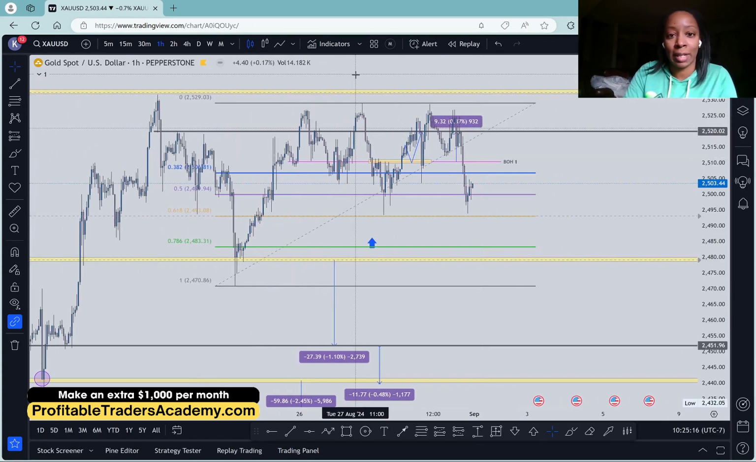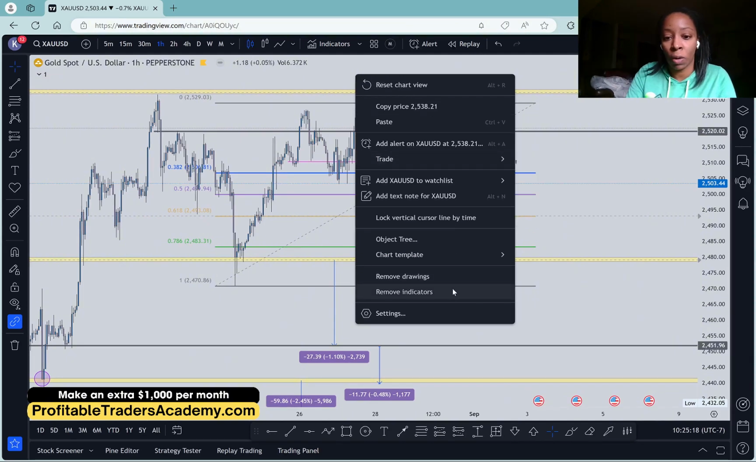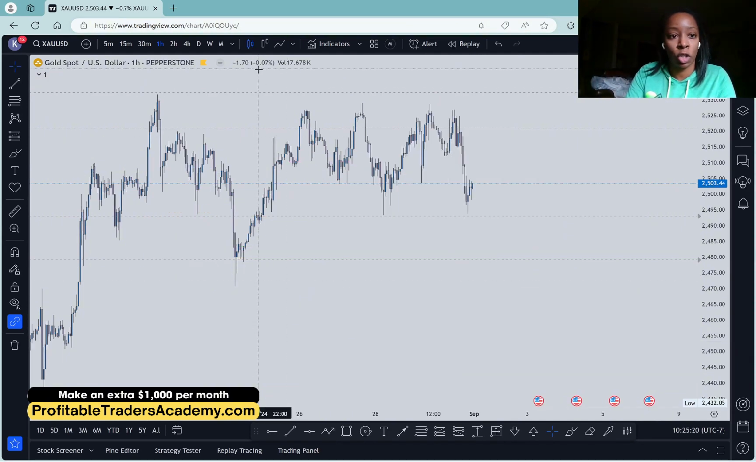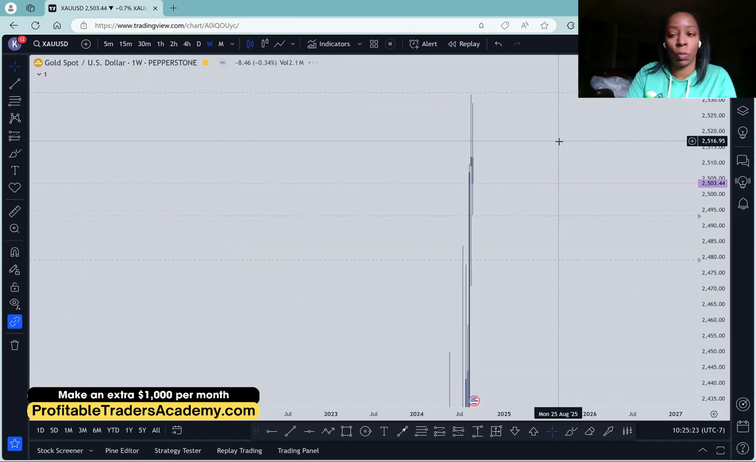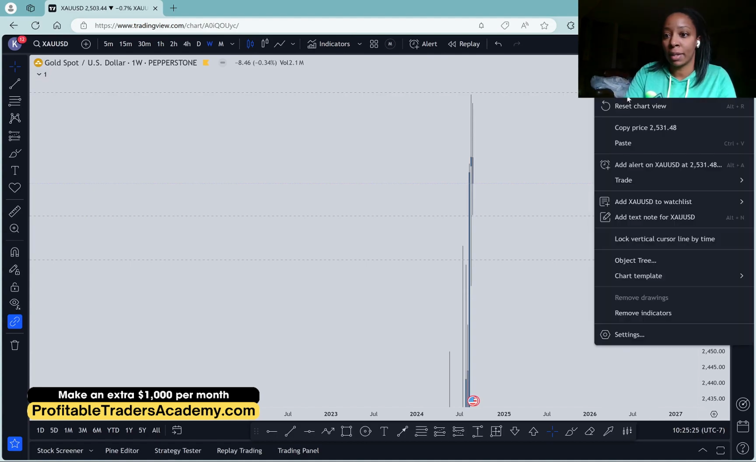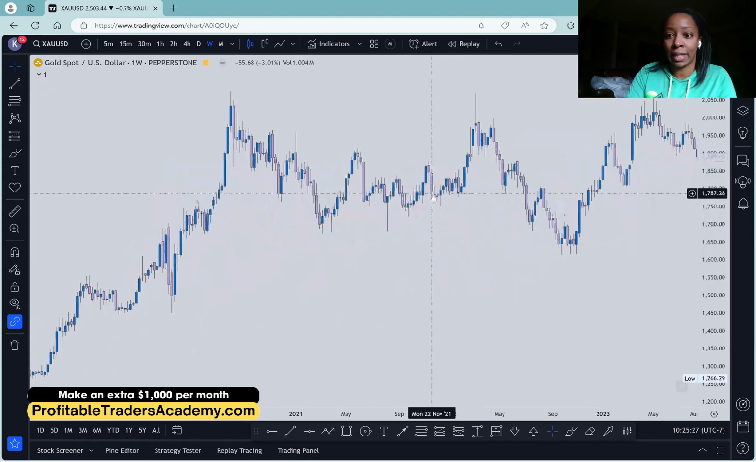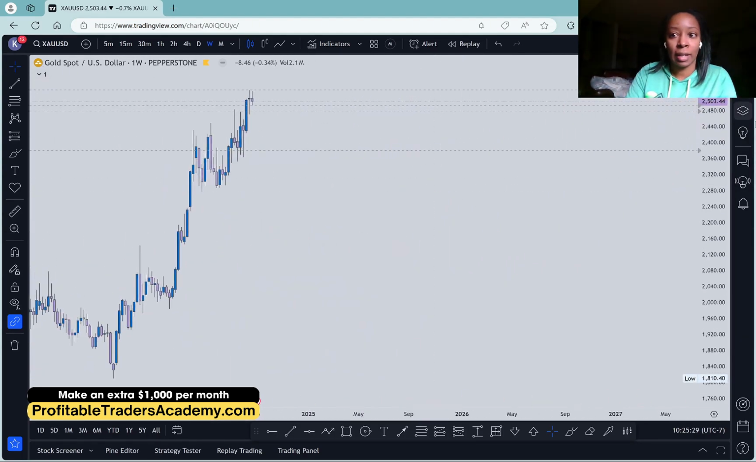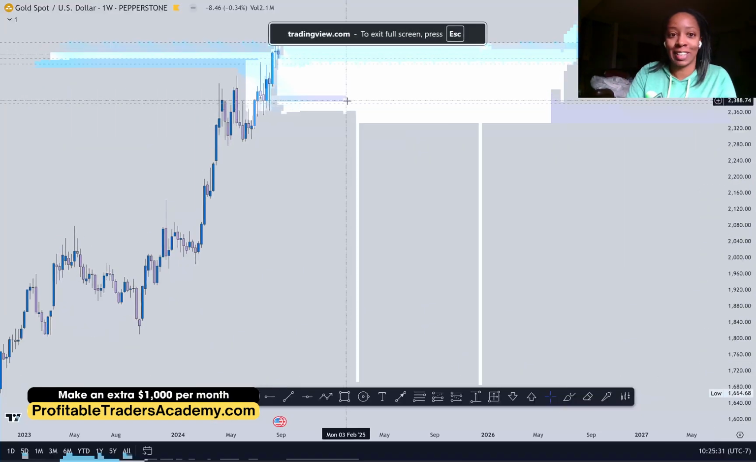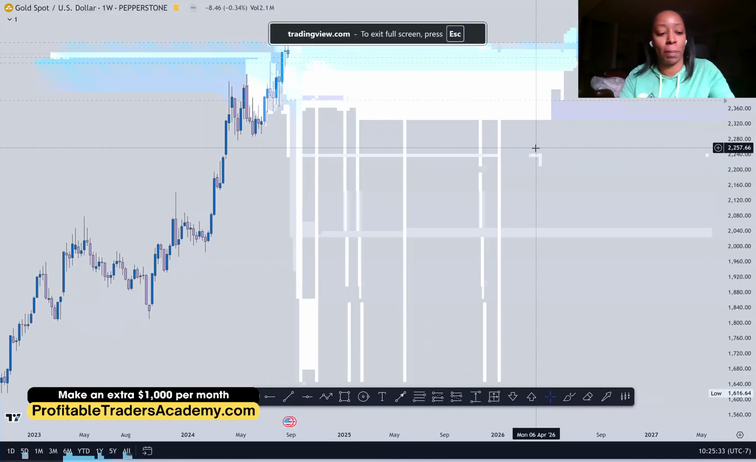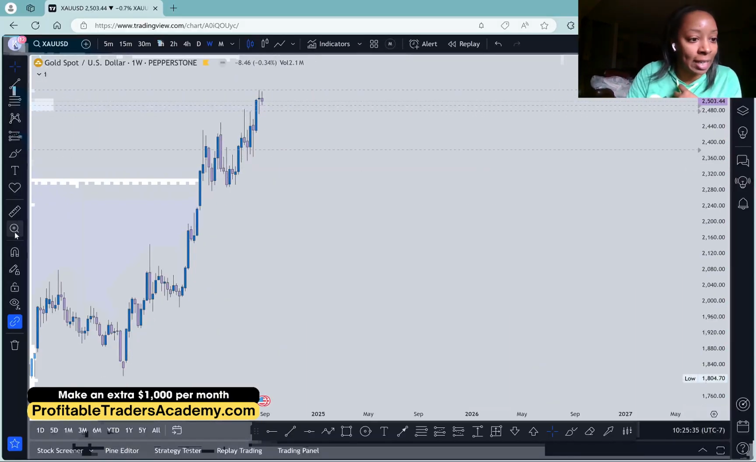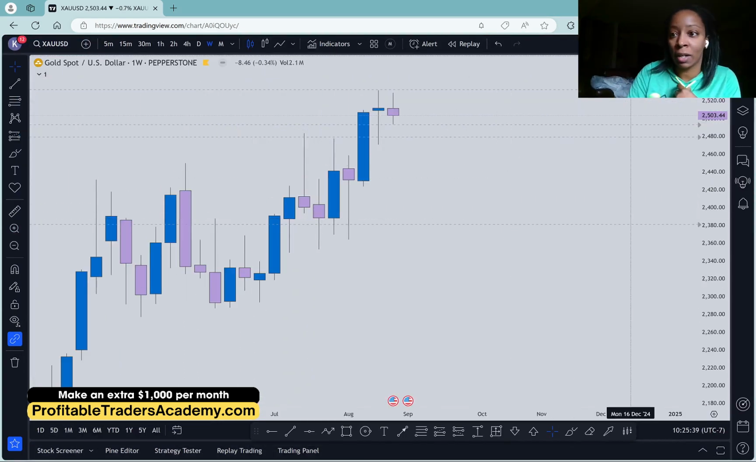So as usual, let's go ahead and get rid of all of the drawings on the chart. And then let's go up to the weekly chart. Let me make this a little bit better so we can all see it. And I'm on a different computer today, so it's going to be a little bit more challenging for me to get everything together, but it's still going to be great. So let's zoom in right there.